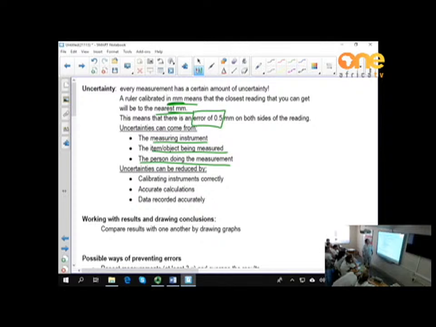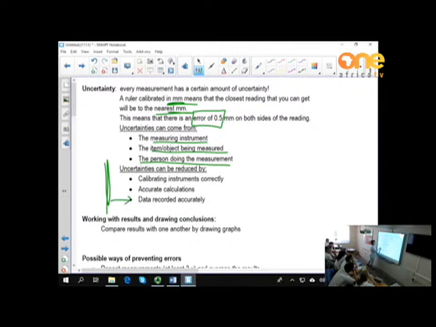Uncertainties can be reduced by calibrating instruments correctly. Now, normally, when we buy a ruler, we don't worry much about the accuracy of the ruler because we usually use it to draw straight lines. But if I need to measure the diameter of a pipe, I'm going to buy a caliper or micrometer, which has a higher level of accuracy. So you need to choose the correct instrument as well.